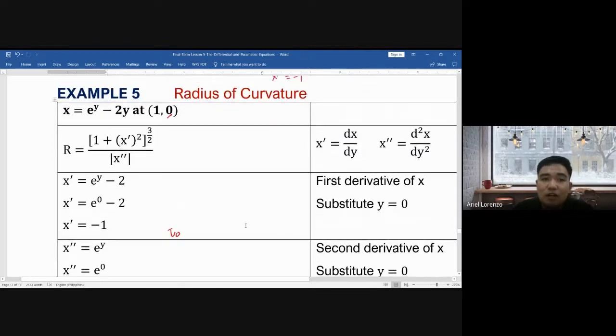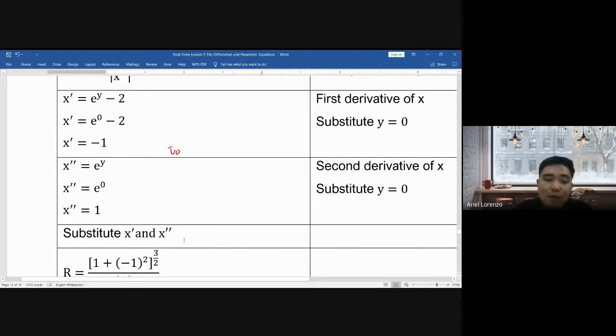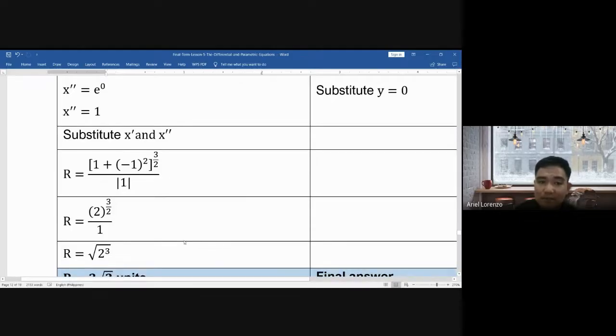Diba? Given yun, at 1, 0, y 0. So 1, ang makuha mo is 1. So you have your x prime which is equal to negative 1, and then x double prime is equal to positive 1. And then you substitute it in the formula.